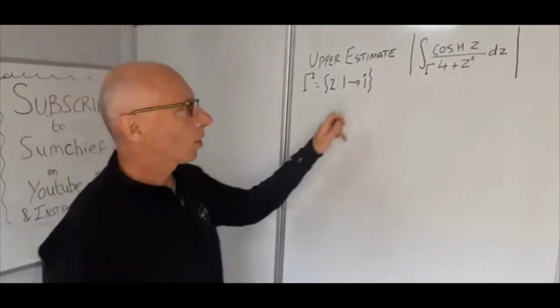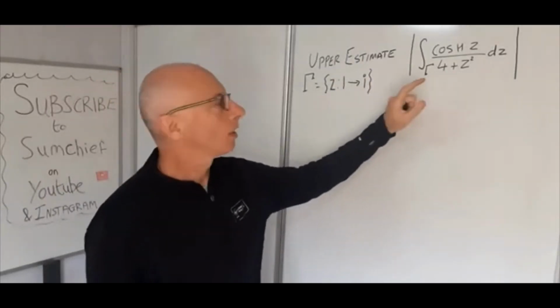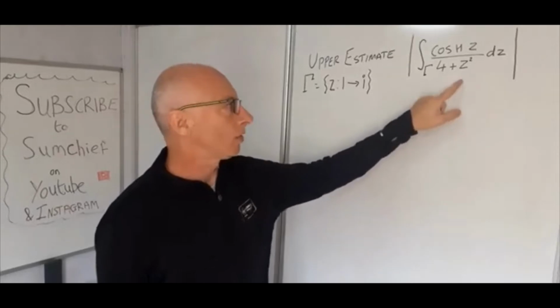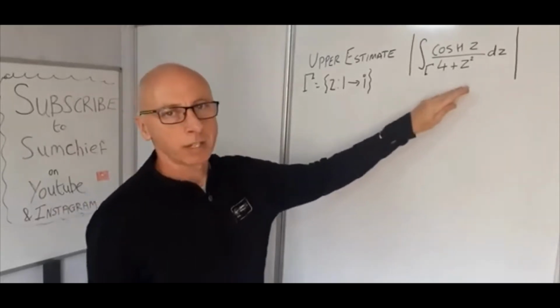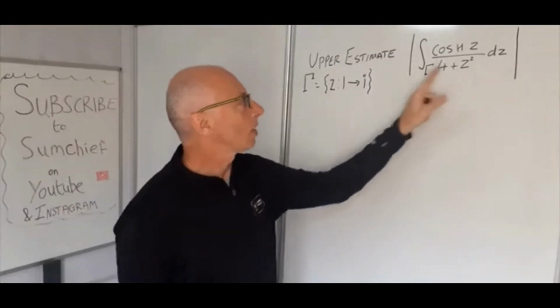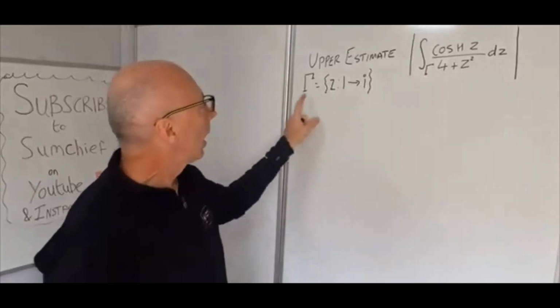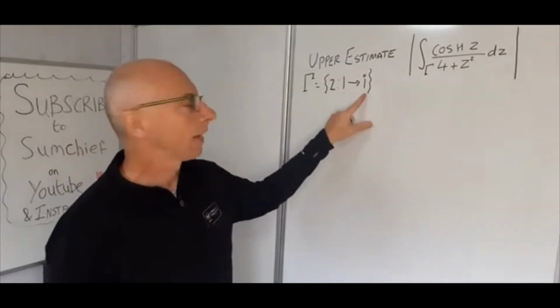Okay, so in this video we're going to calculate an upper estimate for this integral here. It's the modulus of this integral that we're more interested in, so there'll be no negative values, we're just interested in the positive value. That's the first thing you'll see there, obviously because it's modulus, and it's across the line of gamma, which goes from 1 to i.